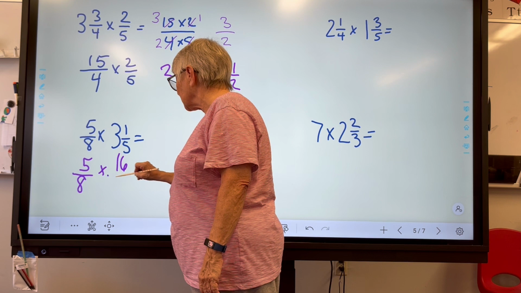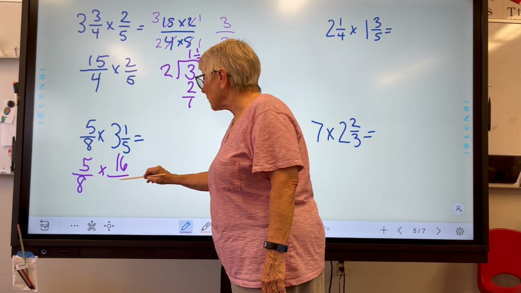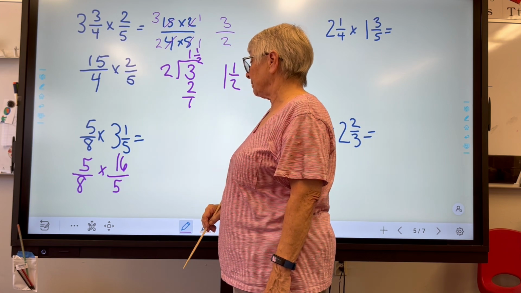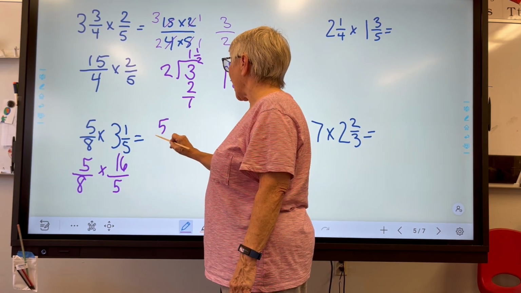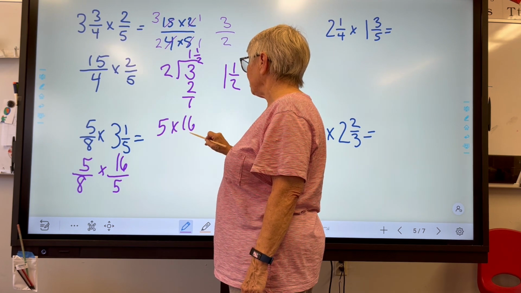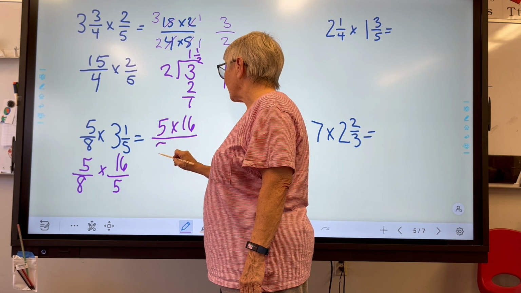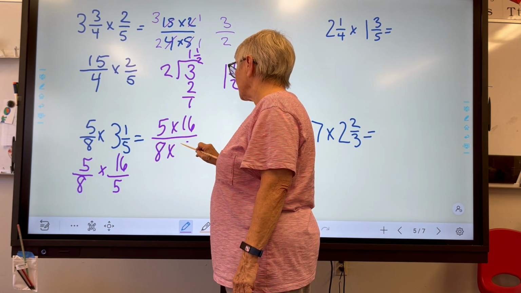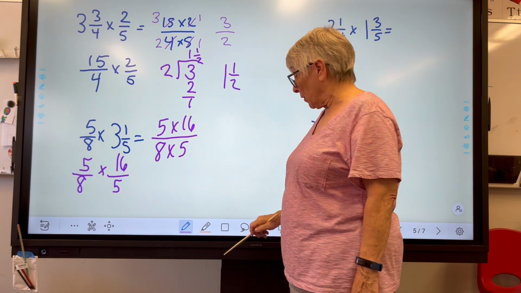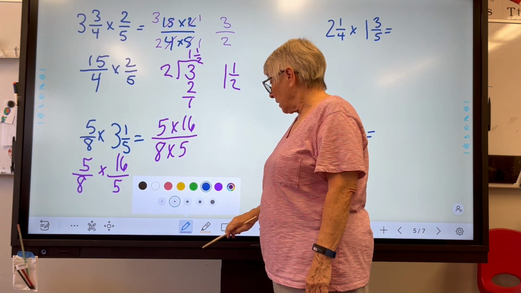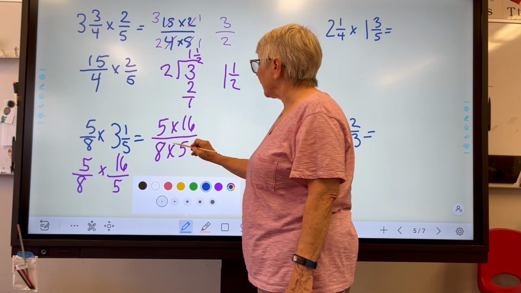I'm already seeing some possibilities for reducing. And the denominator stays the same. So we multiply across and we get 5 times 16 over 8 times 5. Now the 8 doesn't go into the 5, but look, it will go into the 16. So let's see what we get.